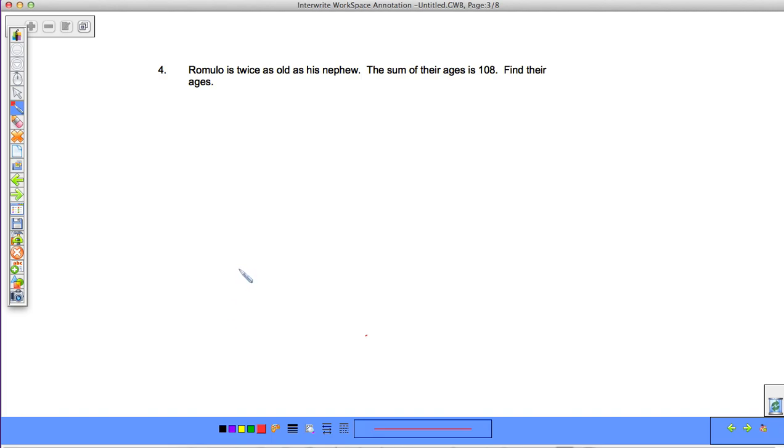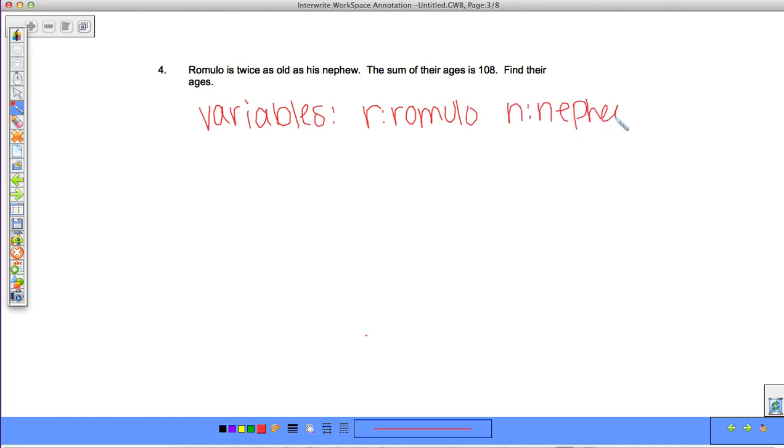The sum of their ages is 108. Find their ages. So first we're going to talk about our variables. I'm going to use r for Romulo, and I'm going to use n for his nephew. Now I need to come up with my equation. Well, it says Romulo is, so r equals twice as old as his nephew. Twice as old is the same thing as multiplying it by 2. So I'm going to say r equals 2n.